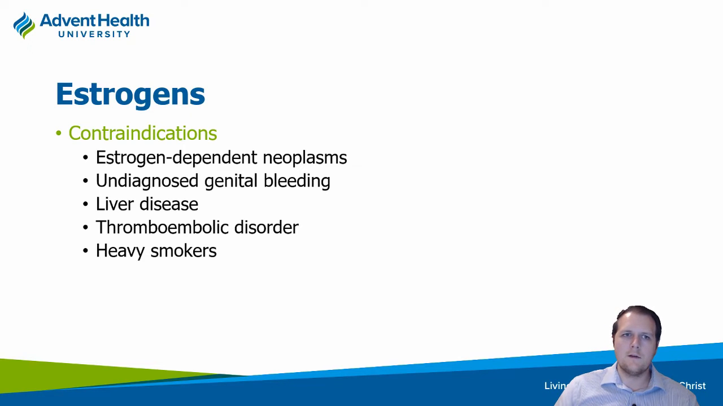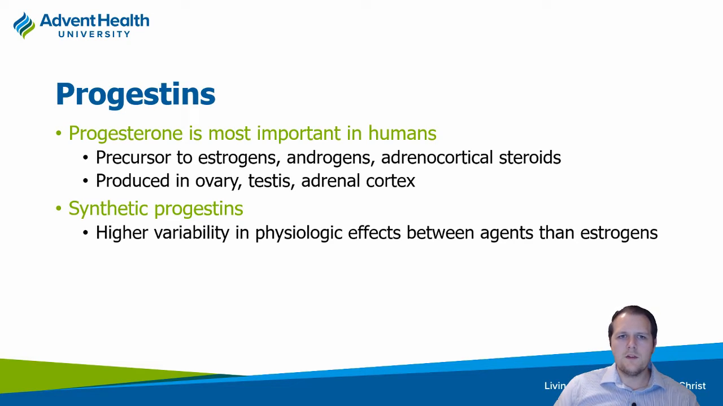and then you can potentially give these patients estrogens. So progesterone is going to be the most important progestin in patients here, and it's going to be the precursor to a lot of things like estrogens and androgens and all of that. Also the adrenocortical hormones as well, so things like aldosterone, things like cortisol. This is going to be important for a lot of the side effects you're going to see here with these.